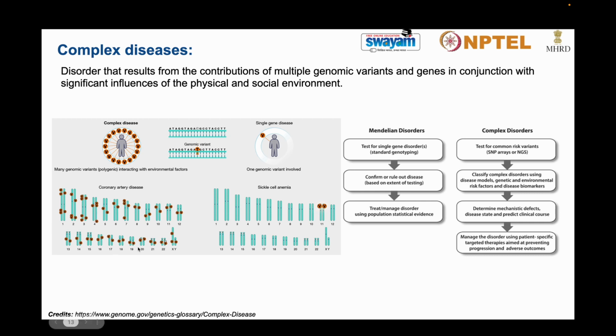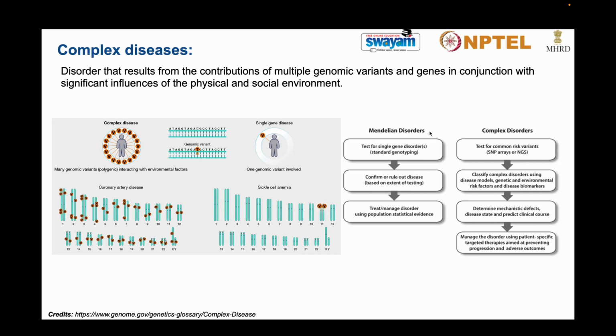So here you can see in all the chromosomes, so 23 pairs of chromosomes, in every chromosome there is some variation lying. So these are the complex diseases. Whereas in sickle cell anemia, you know that there is a single variation and that is present in chromosome 11. So these are very easy to detect, but the complex diseases are complicated.